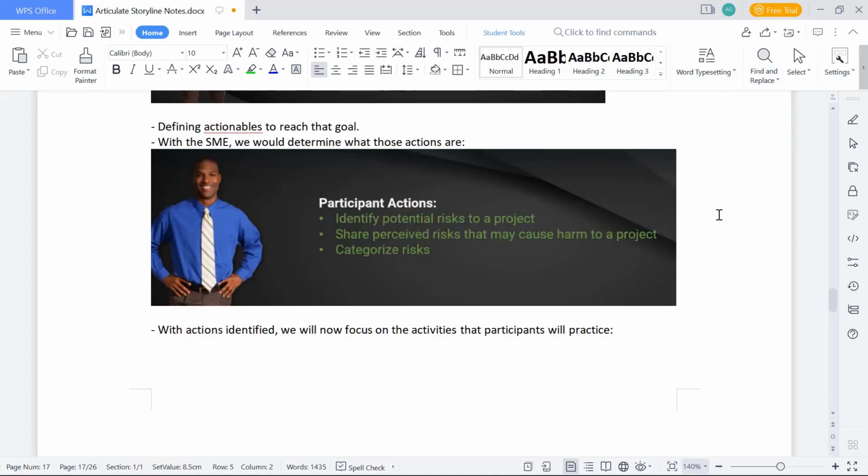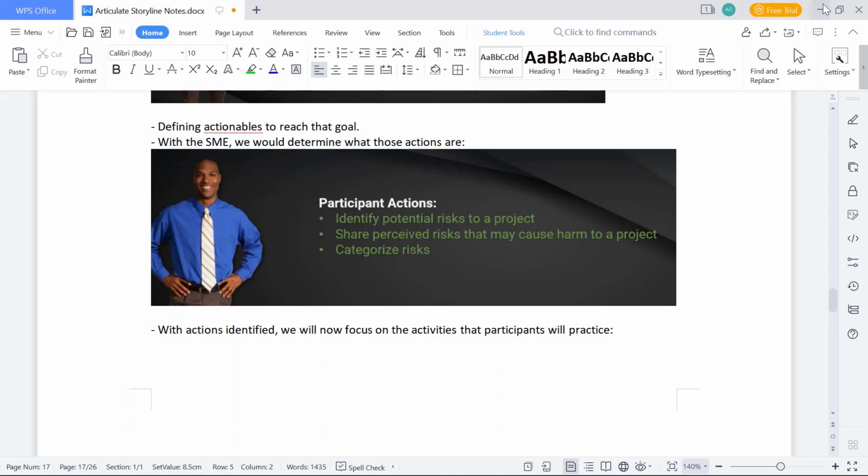So basically, what are the participant actions that we are looking at? Identify potential risks to a project, then share the perceived risks that may cause harm to a project, and then categorize the risks. Right, so these are the actions. Now we are heading towards Kathy Moore's action mapping process, because now we are able to lay down the actions that participants need to do. So we are making that shift from need to know to need to do, and that's what the action mapping approach is all about.